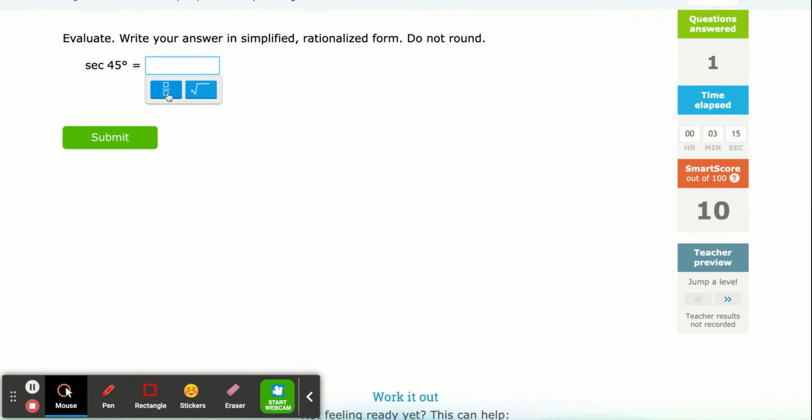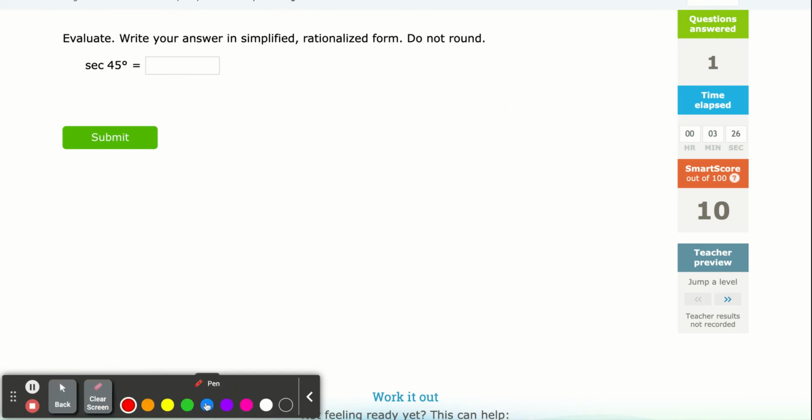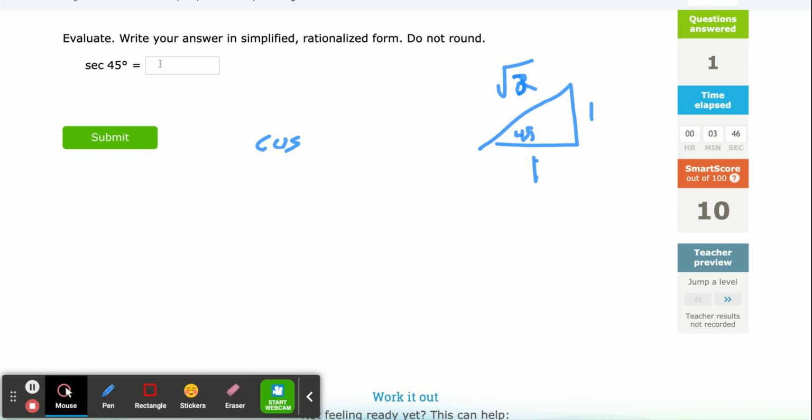Secant of 45. Secant of 45 is going to be not adjacent over opposite, but it's opposite over adjacent, not opposite. Wow, I know my secant. Again, I got to think. Secant is the reciprocal of the cosine. Cosine is adjacent over hypotenuse, so it's going to be the square root of 2 over 1, since it's a 45-degree angle, and so I just type in the square root of 2.